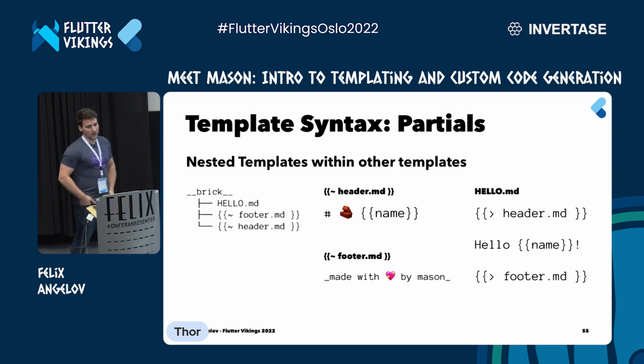So you can create a partial, which is just any file in your __brick folder that has this tilde in the front. That's what denotes partials. And these files will not get generated when someone runs Mason make. Instead, you can reference them in existing templates. So I can reference copyright.md here instead of header.md, and that template will be inserted into my output wherever I need.